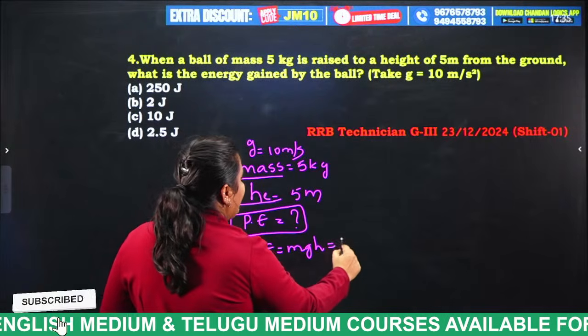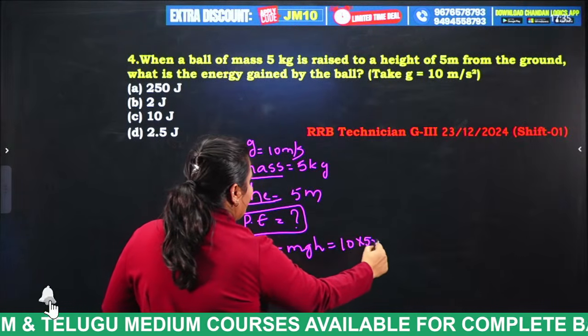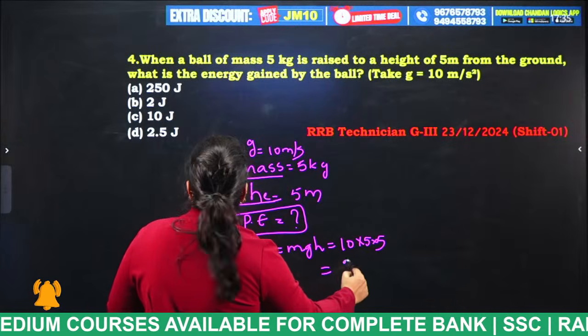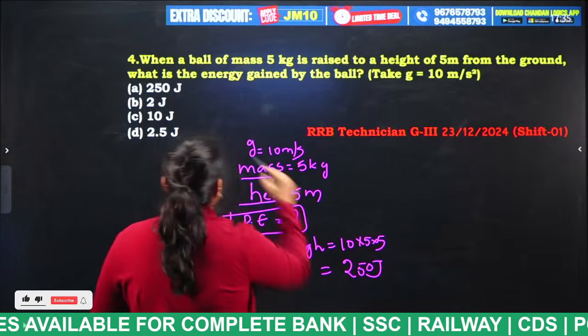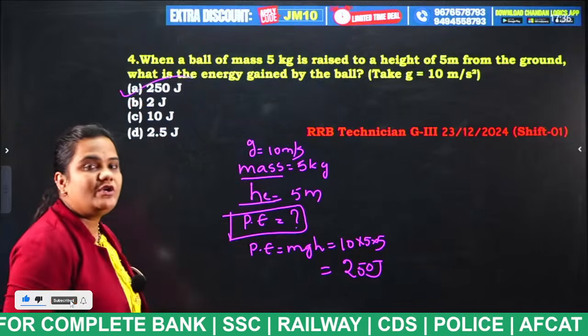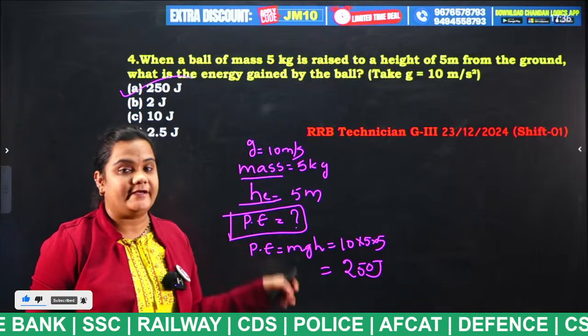So what is m here? 10 into 5 into 5. So what might be the answer? 250 joules. Okay, so what is this joule, students? Joule is the unit for energy, work done and heat.